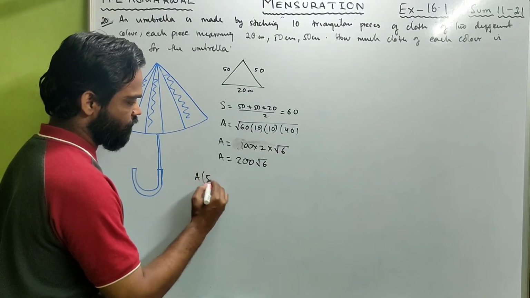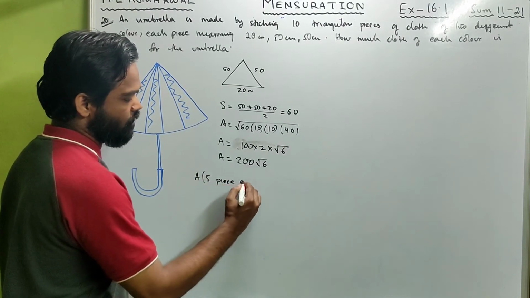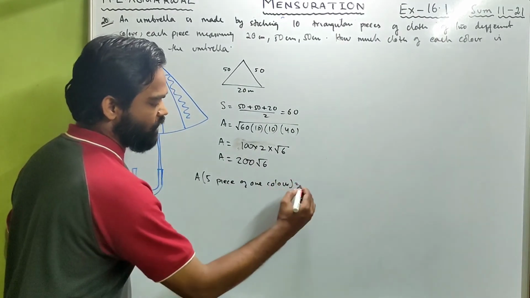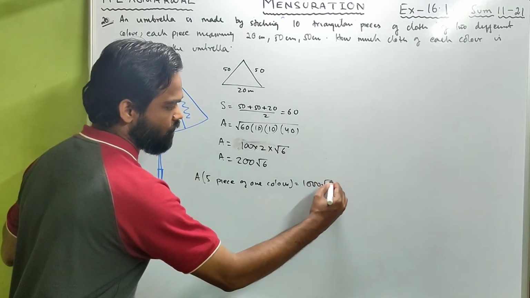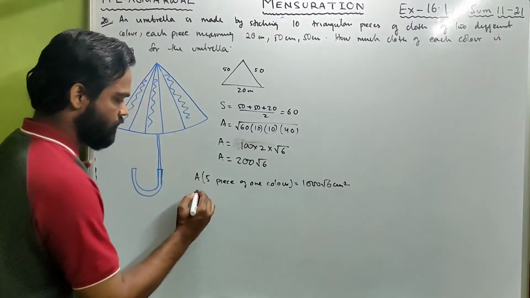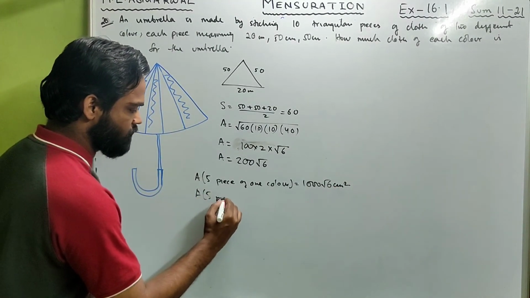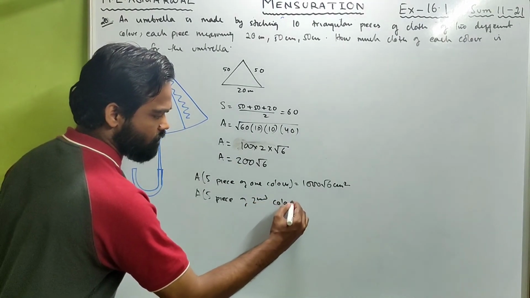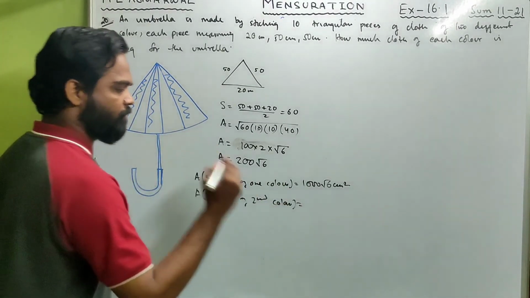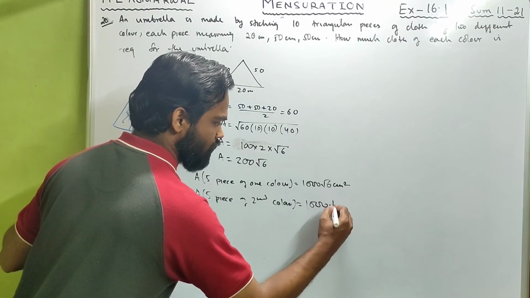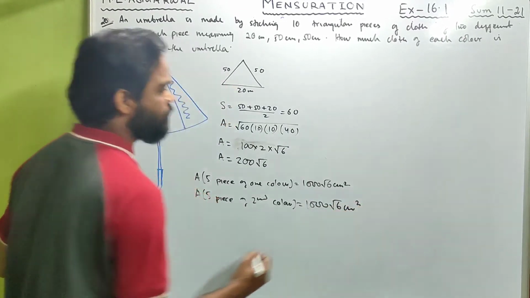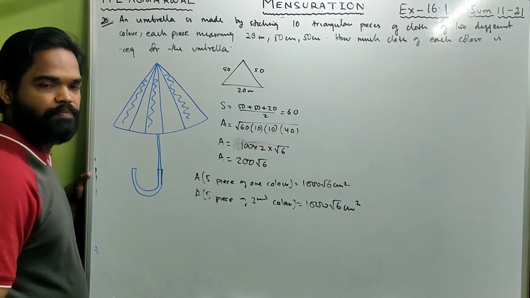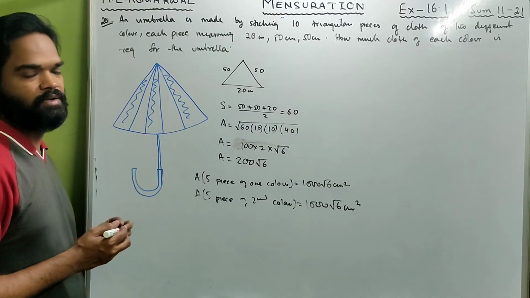So area of 5 pieces of one color will be 5 multiplied by this. That's 1000 root 6 centimeter square. Again, area of 5 pieces of the second color, there are 2 colors. Same, 5 multiplied by this. That's 1000 root 6 centimeter square. Done. Very easy. Am I clear? Now let us look at the next sum.